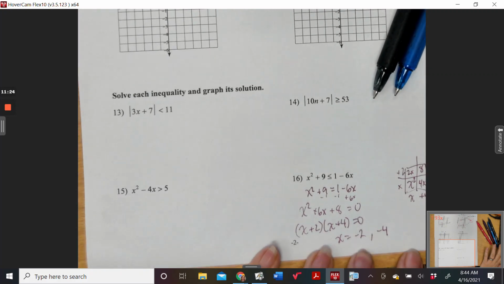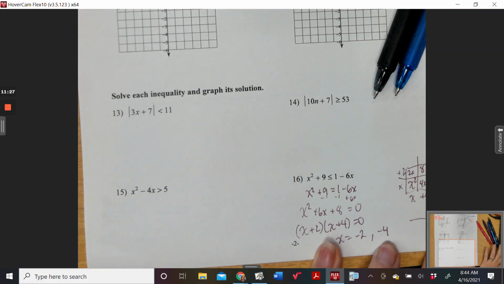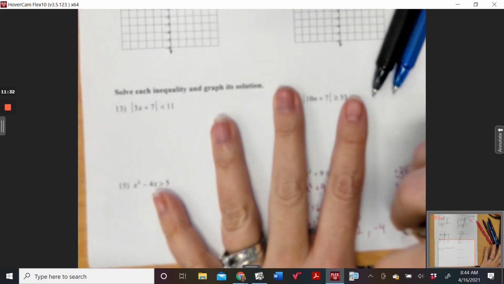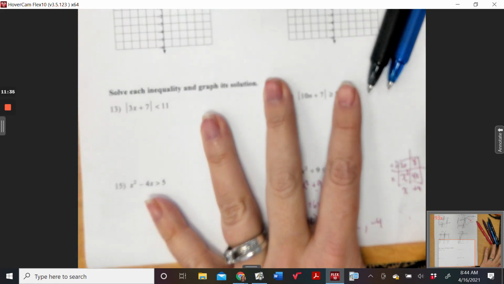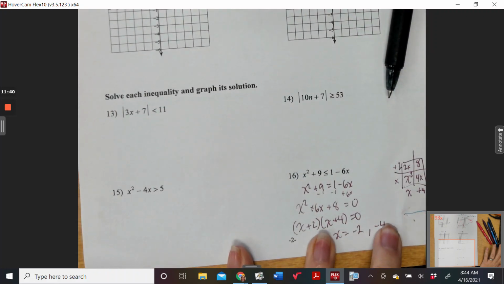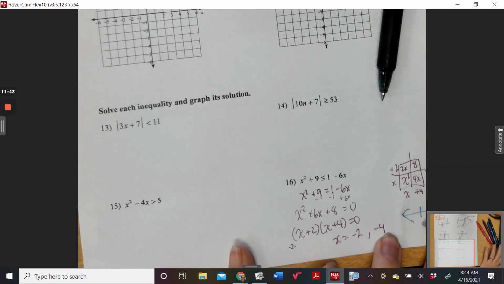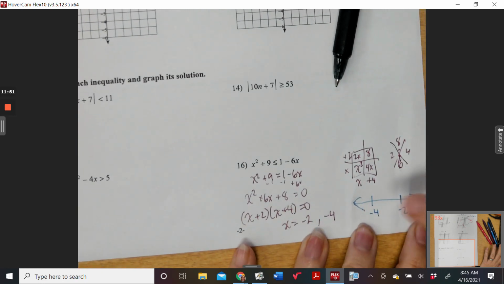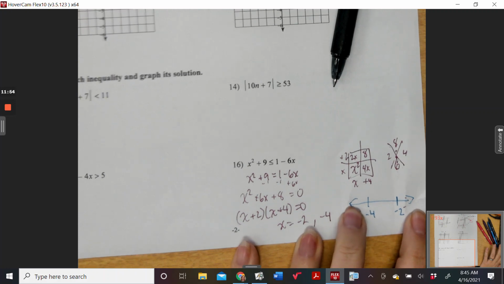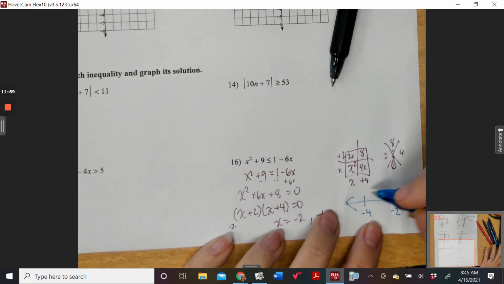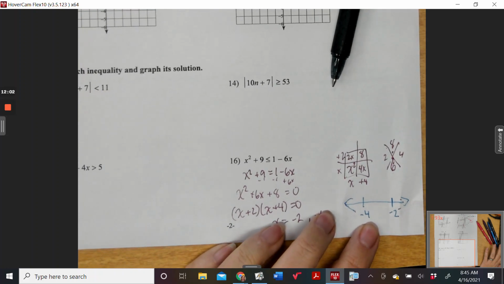That's with a quadratic. Then I have to think boundaries. So that's where my number line comes in. I'm going to use a different color for the number line. It's pretty blue. So boundaries. We've got -4 and -2. We've got 3 sections we've cut our number line into: the numbers between -4 and -2, the numbers bigger than -2, and the numbers smaller than -4. We need to test each section and see which one is the right one.